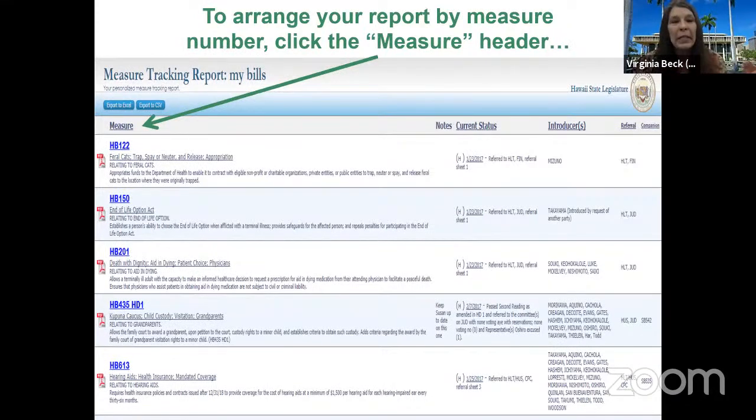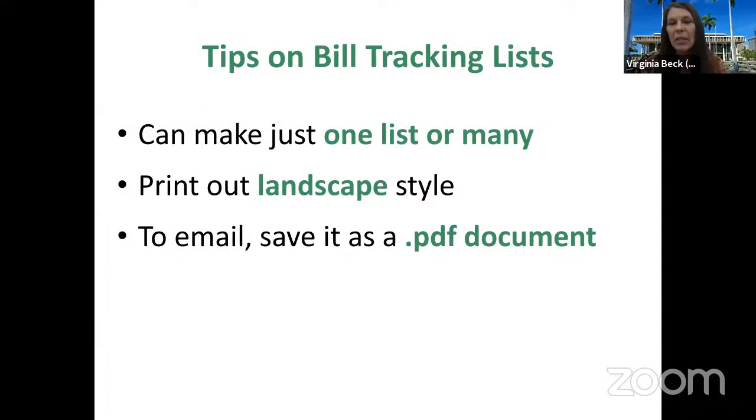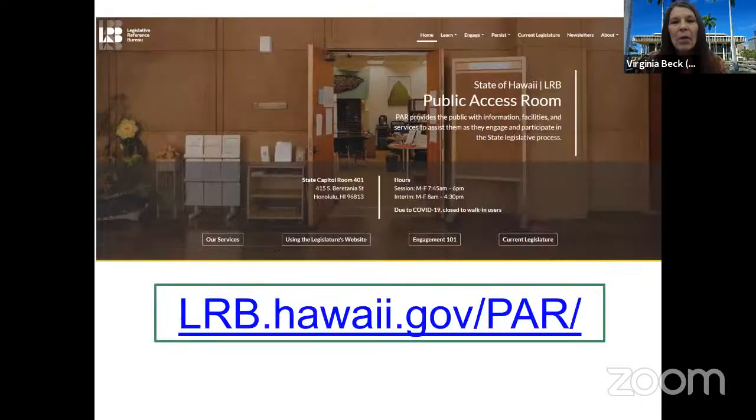Then you can resort it by double clicking on the measure header, and it'll put it into alphanumeric order. You can then save the document as a PDF, landscape style, or print it out, and it looks like you've worked on this thing for hours. It's really quite simple, but we're very happy to walk you through it.